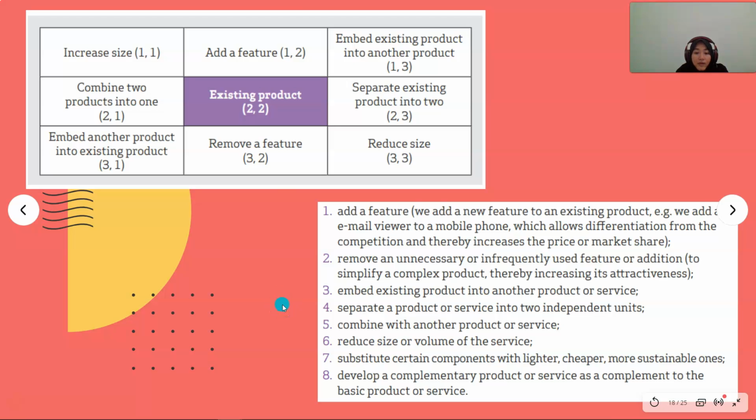Number 4, we separate a product or service into 2 different units. Number 5, combine with another product or service. Number 6, reduce the size or volume of the service. Number 7, substitute certain components with lighter, cheaper or more sustainable ones. Number 8, develop a complementary product or service as a complement to the other product or service. So these are the components that we have in QUIDEM.